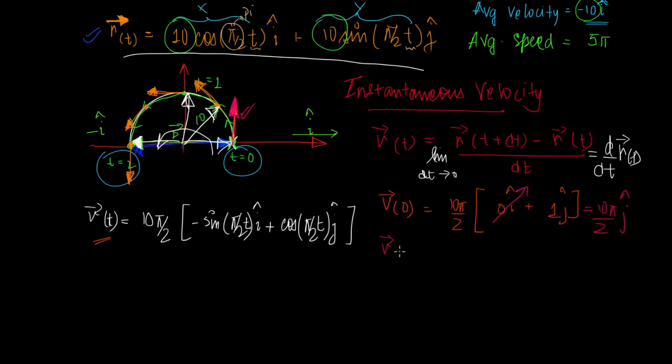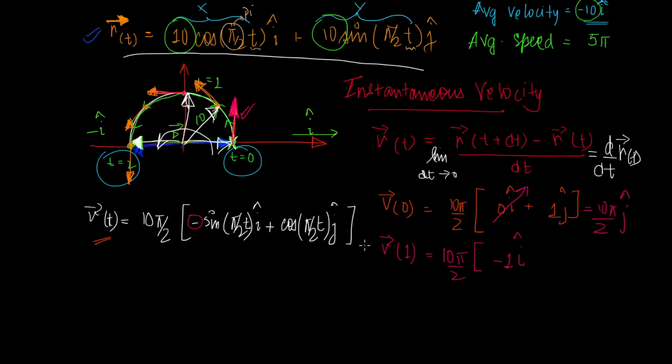What about velocity at 1 second? Well, at 1 second the body is here, and the velocity of the body should be in the negative x direction. Let's see if that's the case. To evaluate that, we simply put t equal to 1 in this expression. 10 pi by 2 is a constant that comes out. Sine of pi by 2 is 1, and because of the minus there, minus of that is minus 1. So you have minus 1 i cap.